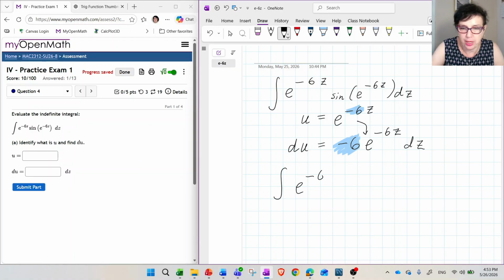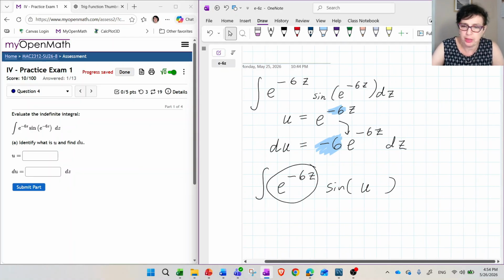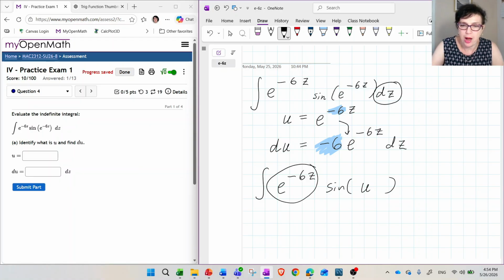So you've got e to the negative 6z. We're going to write that for now. Then this is going to become sine of what? Well, I just said u is e to the negative 6z. So this is going to be u. I could have actually made this whole thing u, but I don't need to because we're going to see that in a second. But you could. It's not a problem. Well, what about this dz? You have to also translate it into u. Well, how? Well, that's because you have this equation right there.